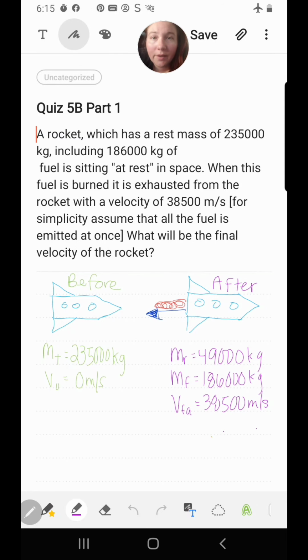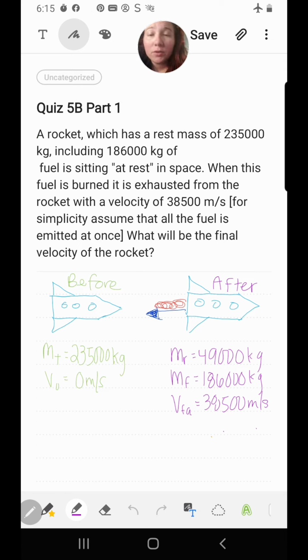Alright, this is Quiz 5B Part 1. A rocket which has a rest mass of 235,000 kilograms, including 186,000 kilograms of fuel, is sitting at rest in space. When this fuel is burned, it is exhausted from the rocket with a velocity of 38,500 meters per second. For simplicity, we're going to assume that all the fuel has been emitted at once. What will be the final velocity of the rocket?